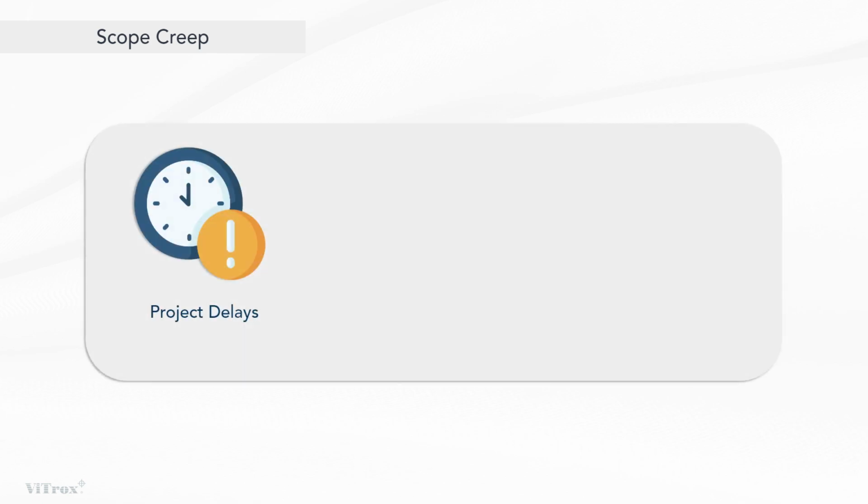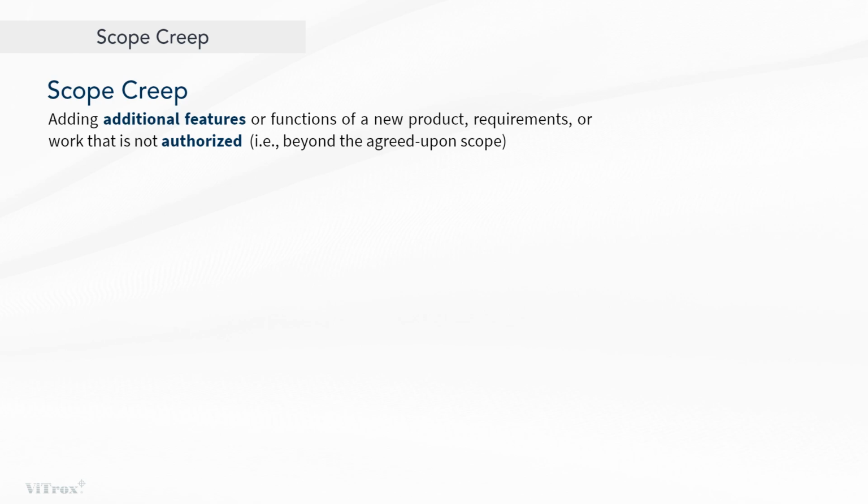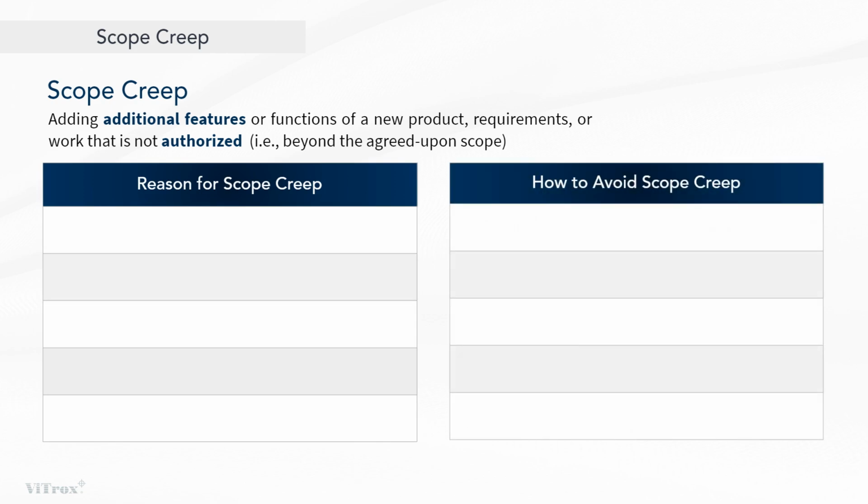As we move into the performing phase, it's important to understand the concept of scope creep, as mishandling it will lead to significant consequences like project delays, higher cost, and decreased project success. Scope creep refers to the unauthorized addition of new features, requirements, or work beyond the agreed-upon scope of a project. Let's explore the reasons for scope creep and how to avoid it.